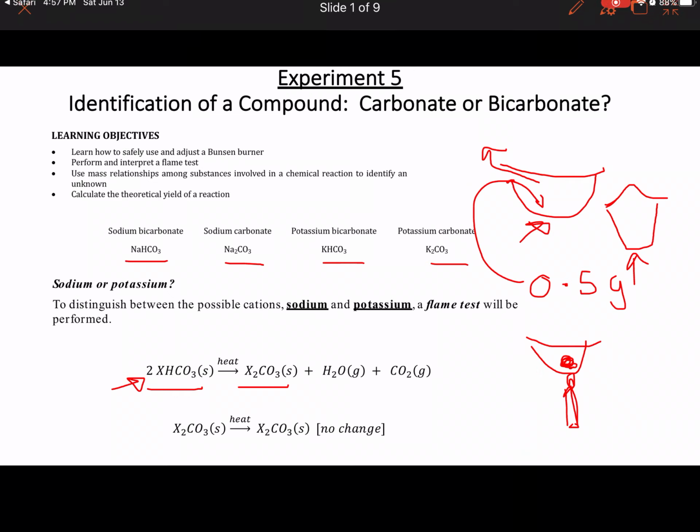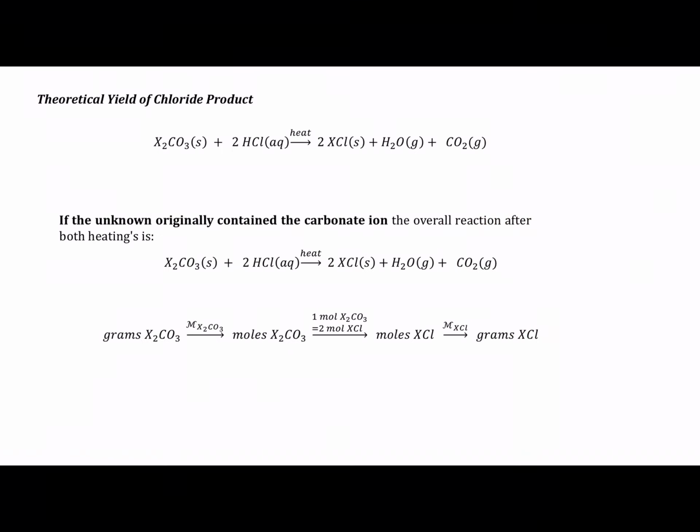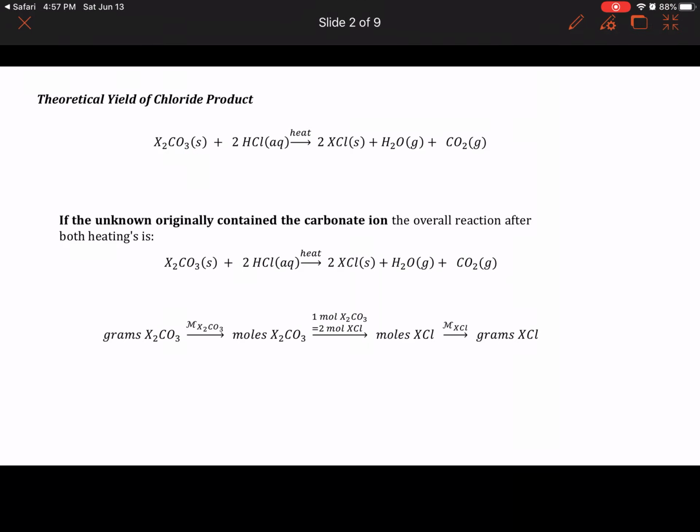Okay, so what are we going to do next? After the first heat, irrespective of whether we had a bicarbonate to begin with or a carbonate to begin with, everybody will have a carbonate in your evaporating dish or your crucible. Now we're going to react this with hydrochloric acid, and this is how the reaction takes place.